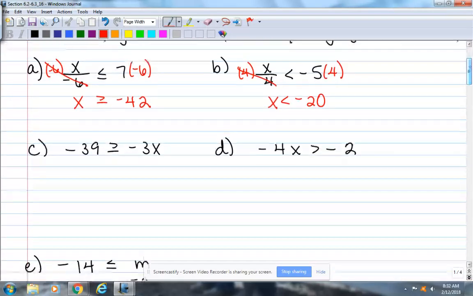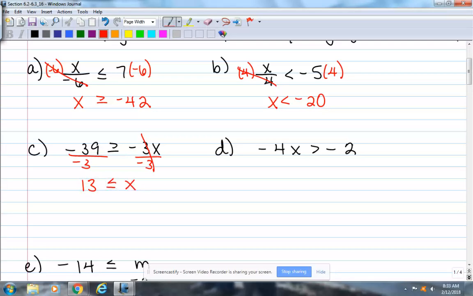Ooh, look at C. -39 is greater than or equal to -3x. So that's one of those backwards problems. So how do we get x by itself? Divide by -3. Am I going to flip? Yeah, I'm dividing by a negative on both sides. So what's -39 divided by -3? +13. And I'll flip my symbol. Less than or equal to x.